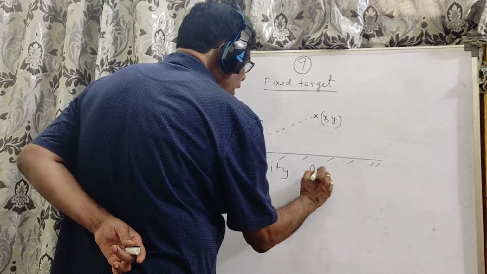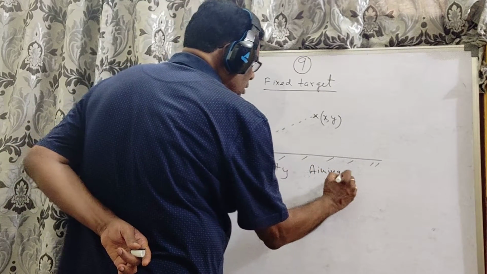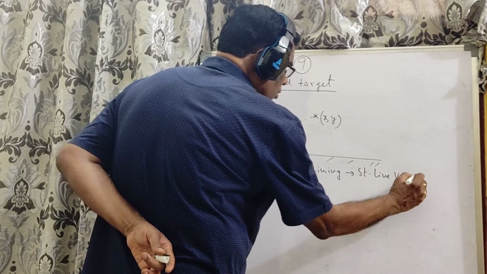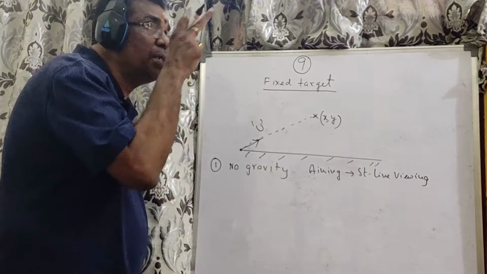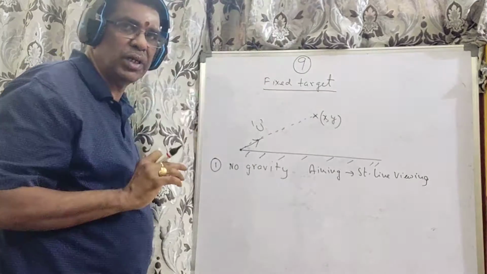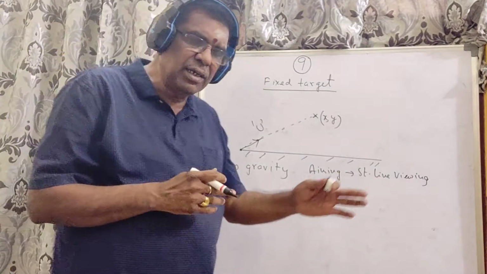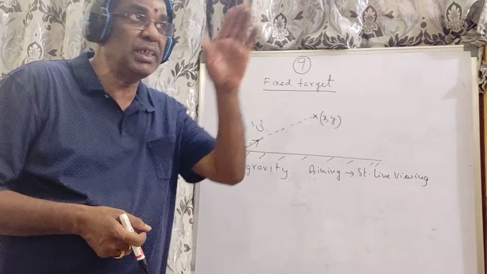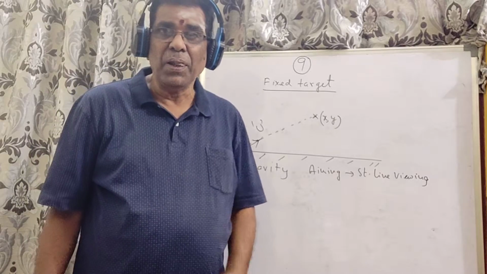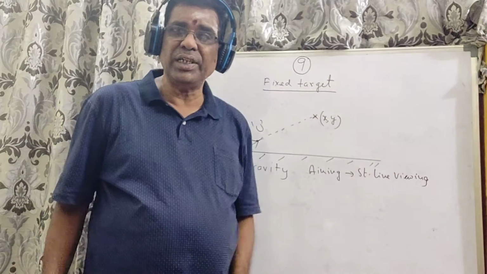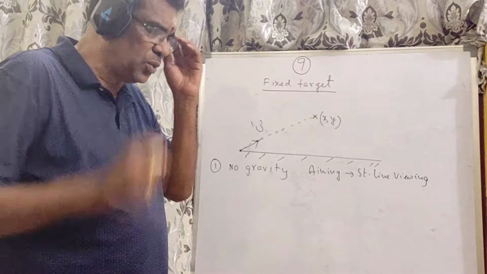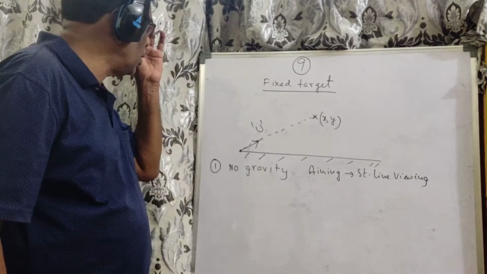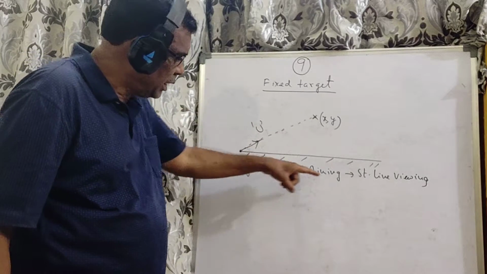Now, aiming is called straight line viewing. When I'm aiming at something, I'm viewing in a straight line. Don't think of barrel guns or the guns of these days. Everything is programmed there. What you see is not a straight line viewing there; it takes care of the curvature and everything. So we are not into that kind of situation. I'm only talking of straight line viewing.